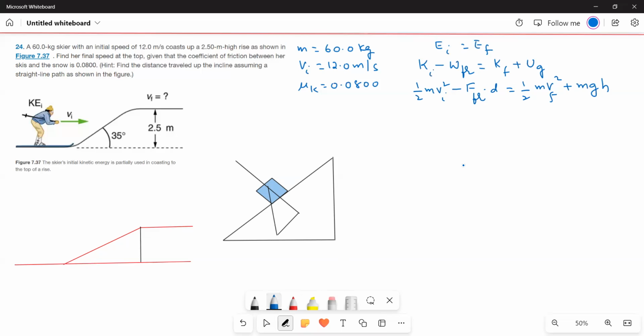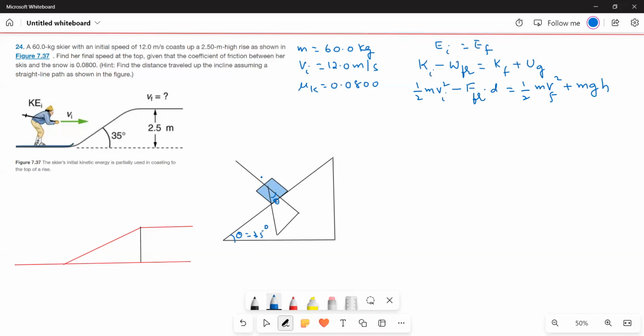Now we have to find out the frictional force. Frictional force is not known to us, so for that I will draw the free body diagram. This is the skier, which I am representing as a single mass, a dot. And here is the angle theta, which is equal to 35 degrees.